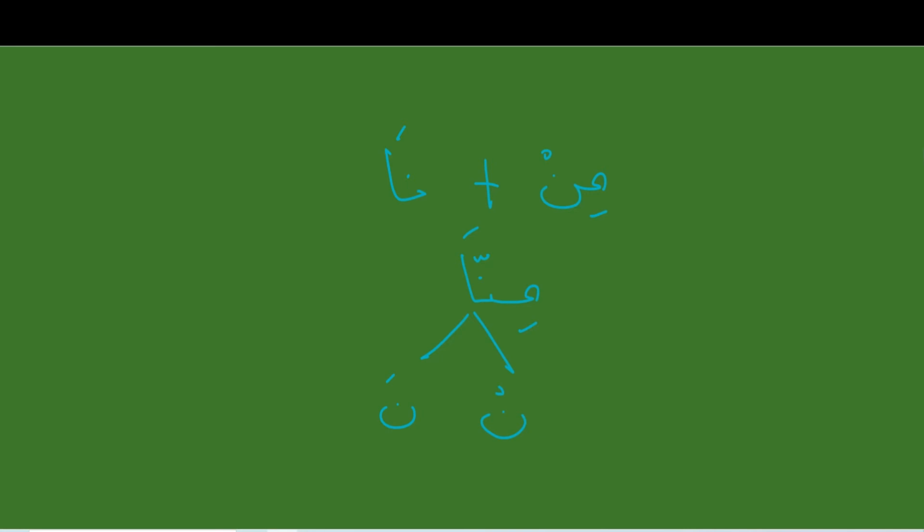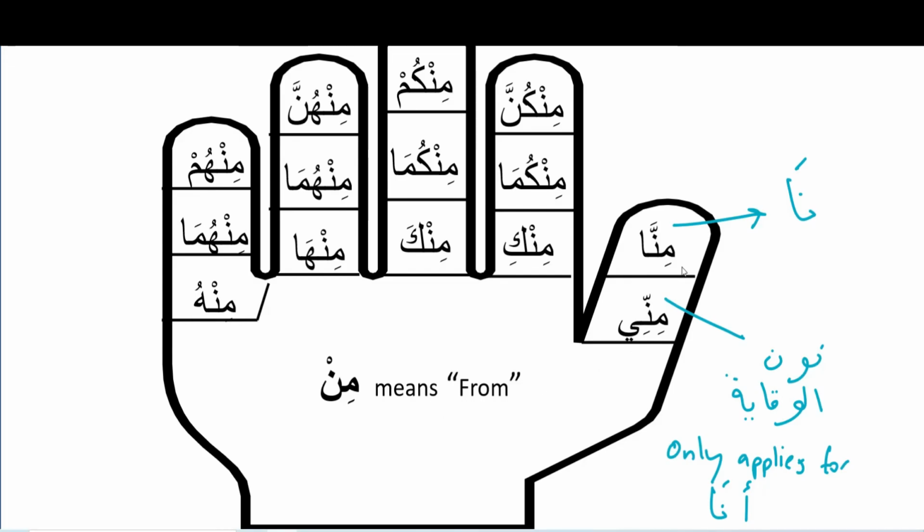For this case, the first nun represents the original from the min, and the second nun represents back the dhamir muttasil na. But again, it's in the uppercase because there's an alif here, mad alif here. So you have to recite in a prolonged manner. Minna. You cannot say mina, right? It's wrong. So you have to prolong that. Okay. So minna means from us.